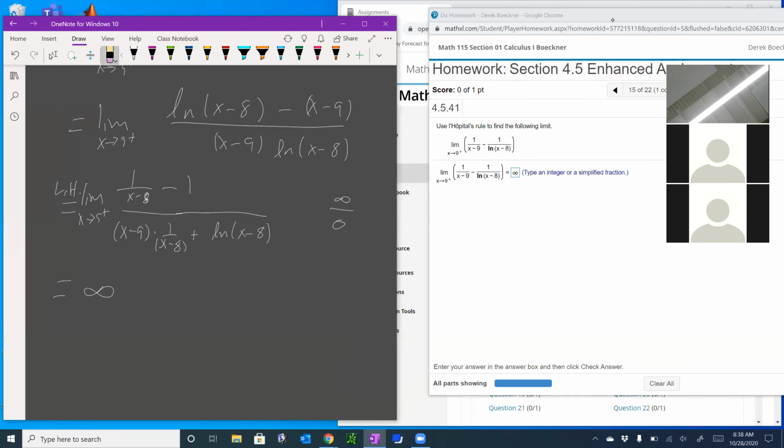Derivative of natural log of x minus 8 is 1 over x minus 8. And that gives me a 1 down there. So that's a 0 again. Okay. That's better to know. Okay, so I got 0 over 0 again. We get to take another derivative. So derivatives again.